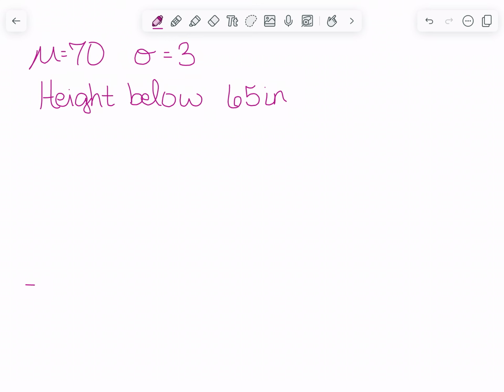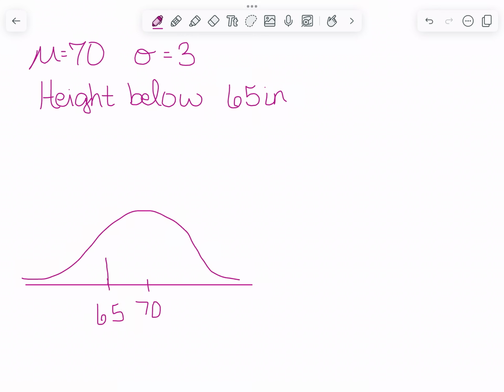Our first step is going to be to draw a normal distribution and put the mean, 70, right at the center of that distribution. From there, we approximate the location of 65. I'm going to approximate it about here. And then since we want the height below, we're going to shade that area below 65, all of the numbers that are smaller than 65.